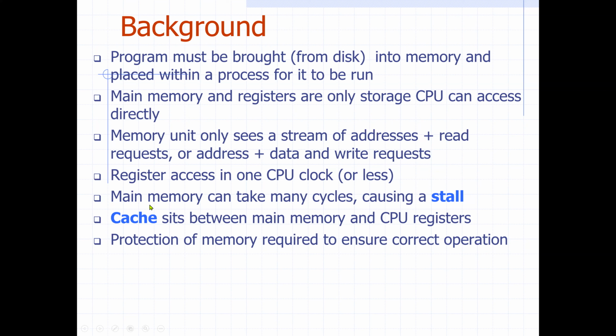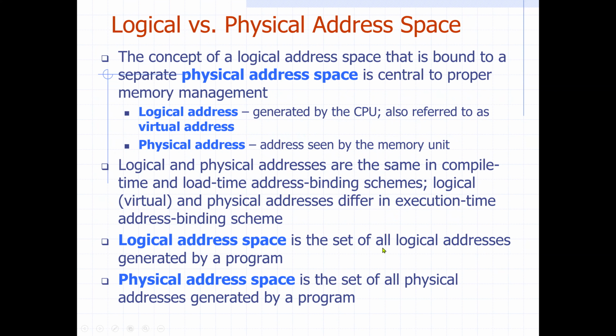So again, a main memory access can take many cycles, causing a stall. And also caches sit between the main memory and the CPU registers. So the protection of memory is required to ensure correct operation. Here we talk about the logical and the physical address space. So again, the concept of a logical address space that is bound to a separate physical address space is essential to proper memory management.